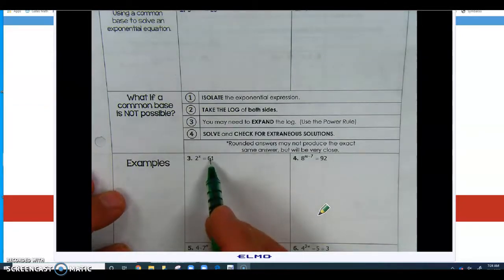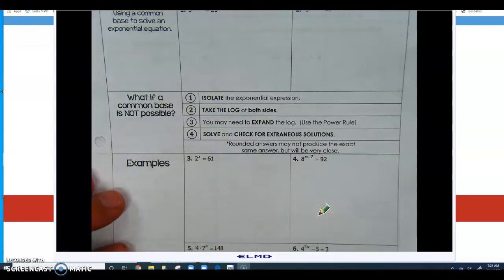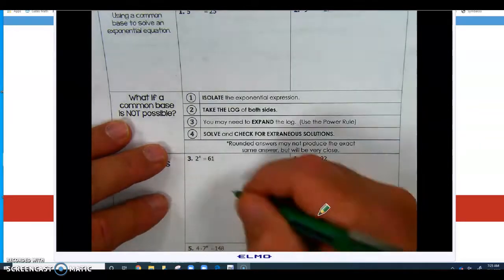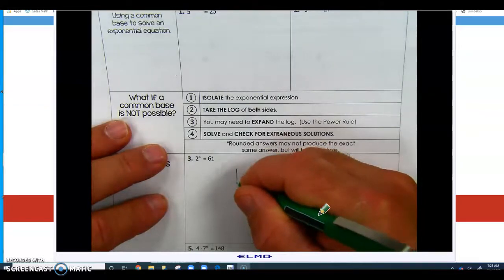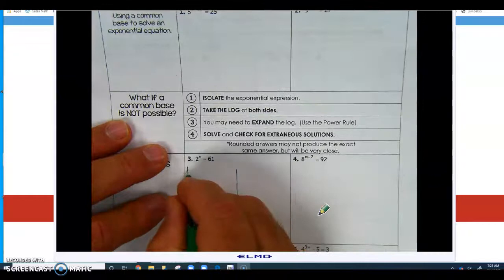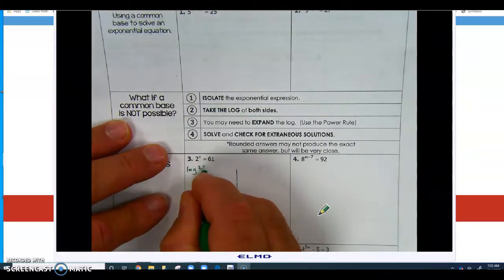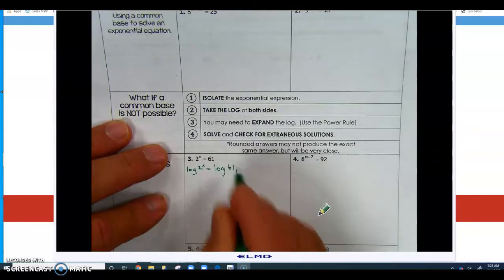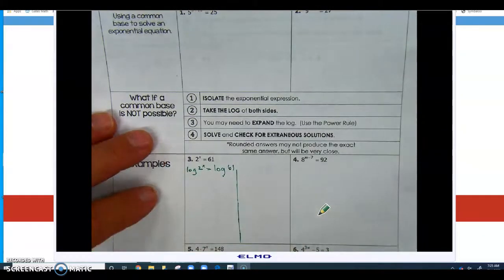You say, well, I can't do 2 to a power. I can't change 61 to a base of 2. So what do I do? I'm going to do one of 2 things. I'm going to draw a line, and I'm going to let you choose which way you want to do it. I can take the log of both sides. Log of 2 to the x power equals log of 61. By the way, that's base 10.